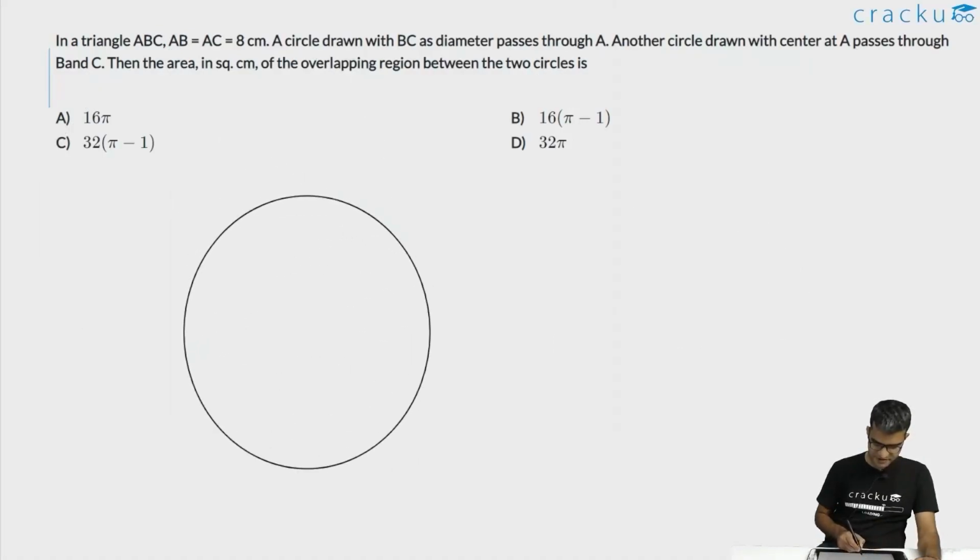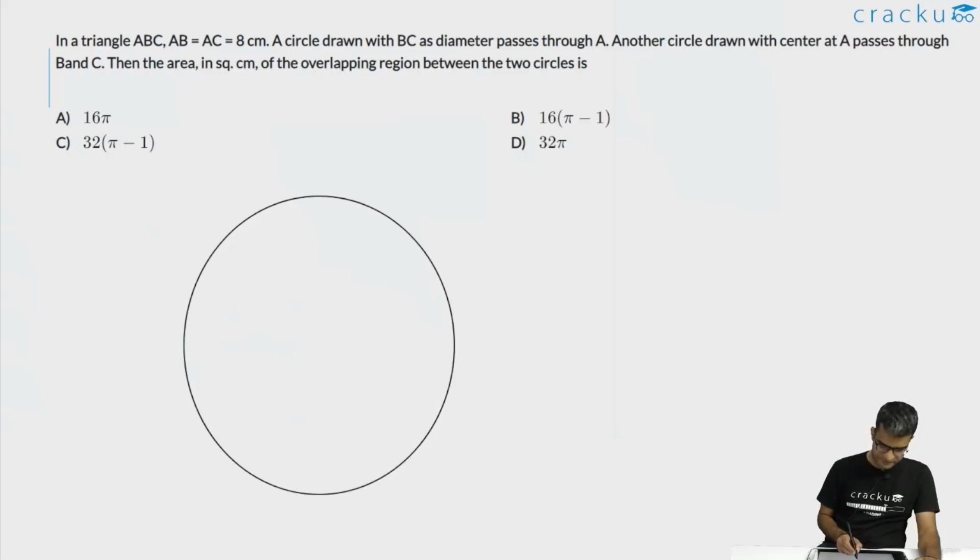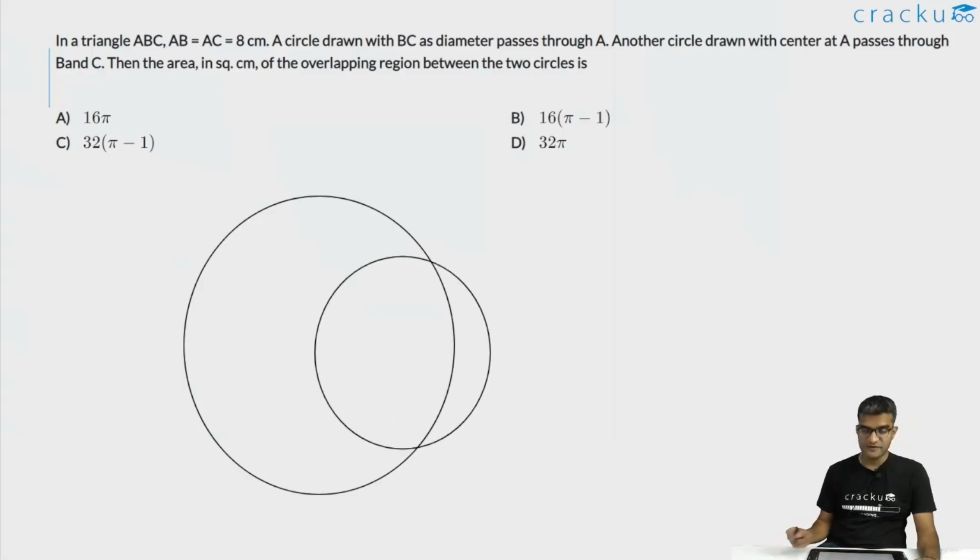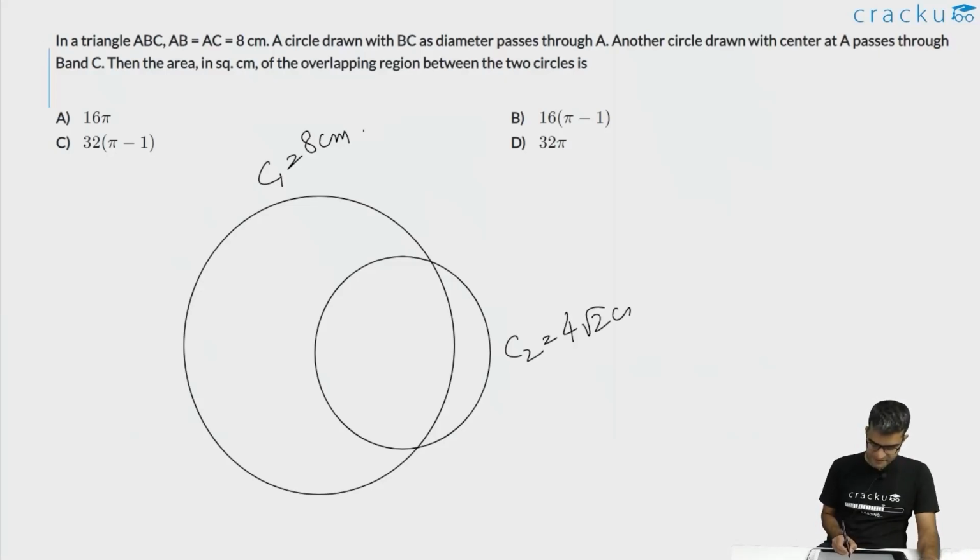Let us assume this is the bigger circle and we have a smaller circle, something like this. Let us assume that this is passing through the center of the bigger circle. The radius of the bigger circle is 8 centimeters. The radius of the smaller circle is 4 root 2 centimeters. We are required to calculate the area of overlap.